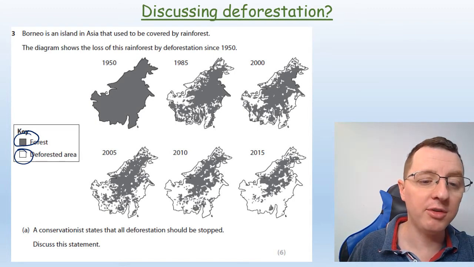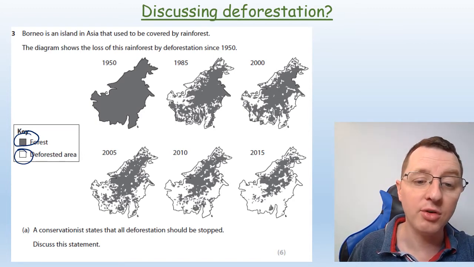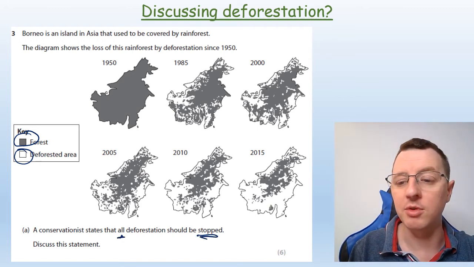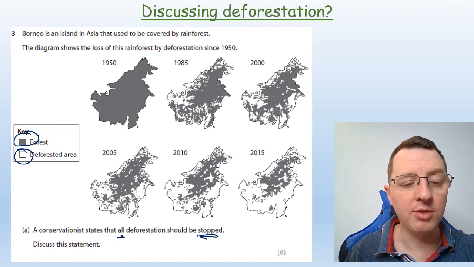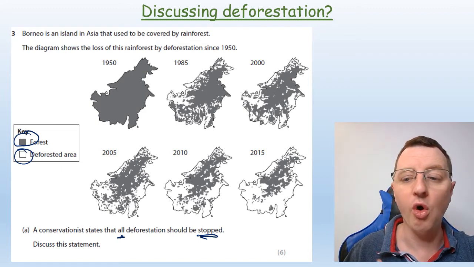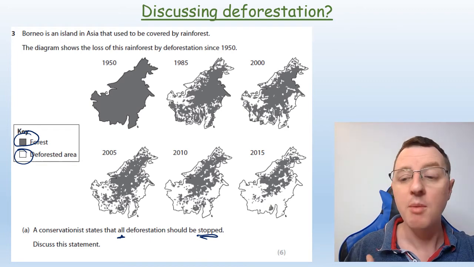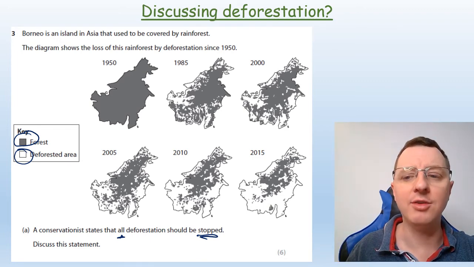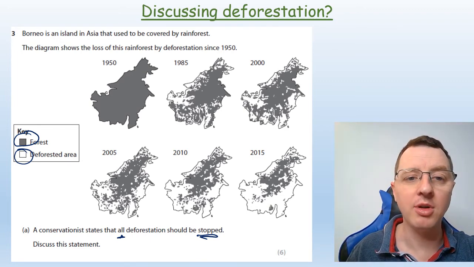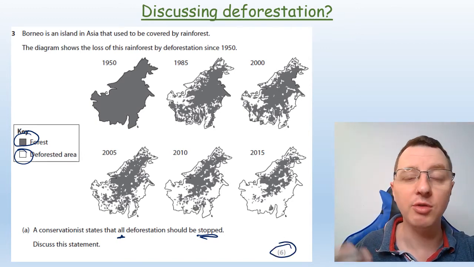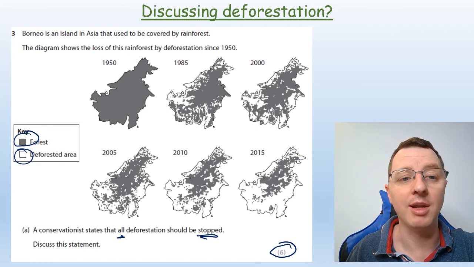A conservationist states that all deforestation should be stopped. All deforestation. Discuss this statement. When you're given an exam question like this, it's important that you discuss all the thoughts that you have that agree with the statement, but also the thoughts that disagree, so you can provide a balanced argument. This is a 6-mark question, so pause the video now and give yourself 6 minutes and try and write down an answer and see how many marks you can gain.